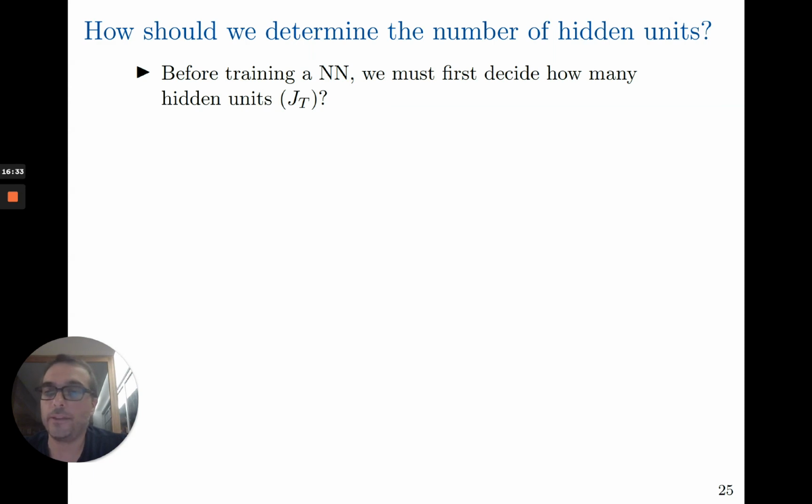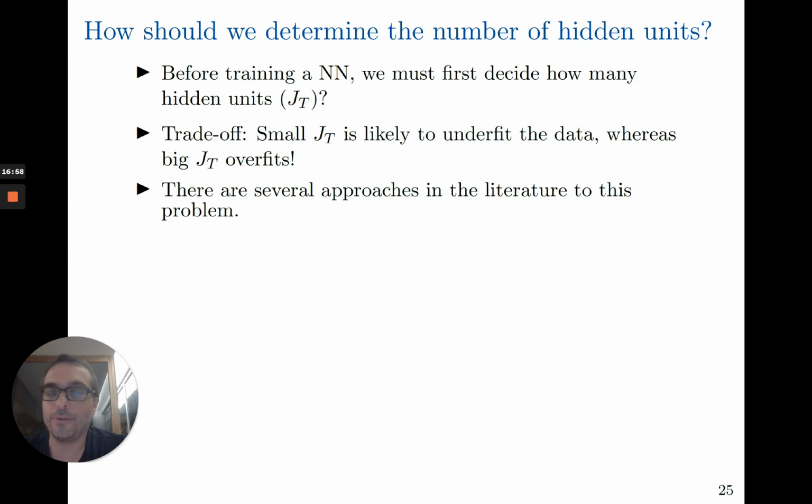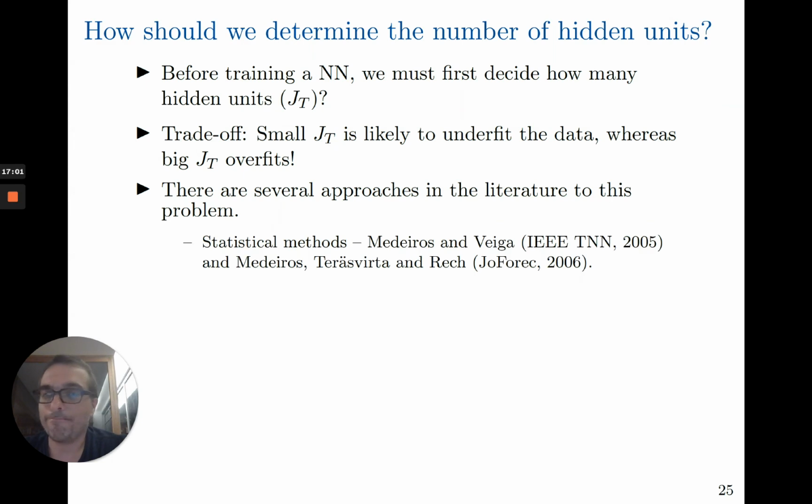So, training, stochastic gradient, but we have to train something. What are we going to train? Which kind of network? We're still on a shallow network, so we have one hidden layer, but how many neurons? A small J will underfit the data, a big J overfits. So how should we choose?